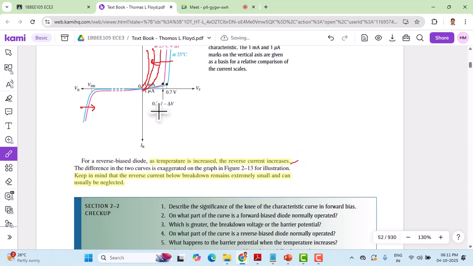Okay, there's a difference here, as you can see, the key difference between the forward and reverse curve. We need to keep in mind that the reverse current below breakdown remains extremely small and can usually be neglected. This current, what is shown here, can be neglected below the breakdown.